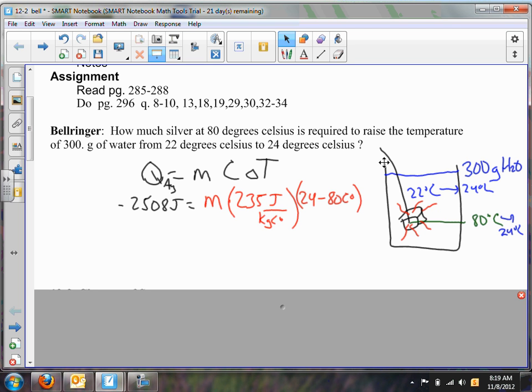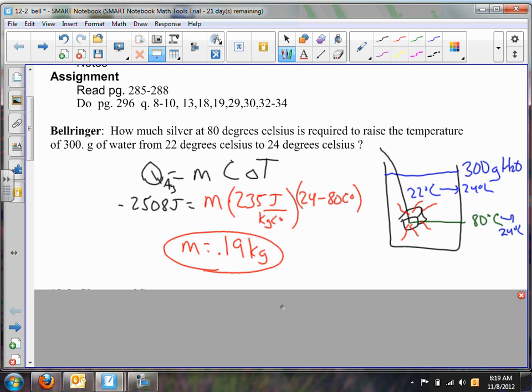So to find out the mass of the silver, just take your 2508 divided by 235, and then divide it again by whatever 24 minus 80 is, and you get 0.19 for your mass. And that has to be in units of kilograms. If you get a negative value, that just means you forgot to make this negative, or you subtracted this the wrong way. You can't have a negative mass. Hopefully you agree with the 0.19.